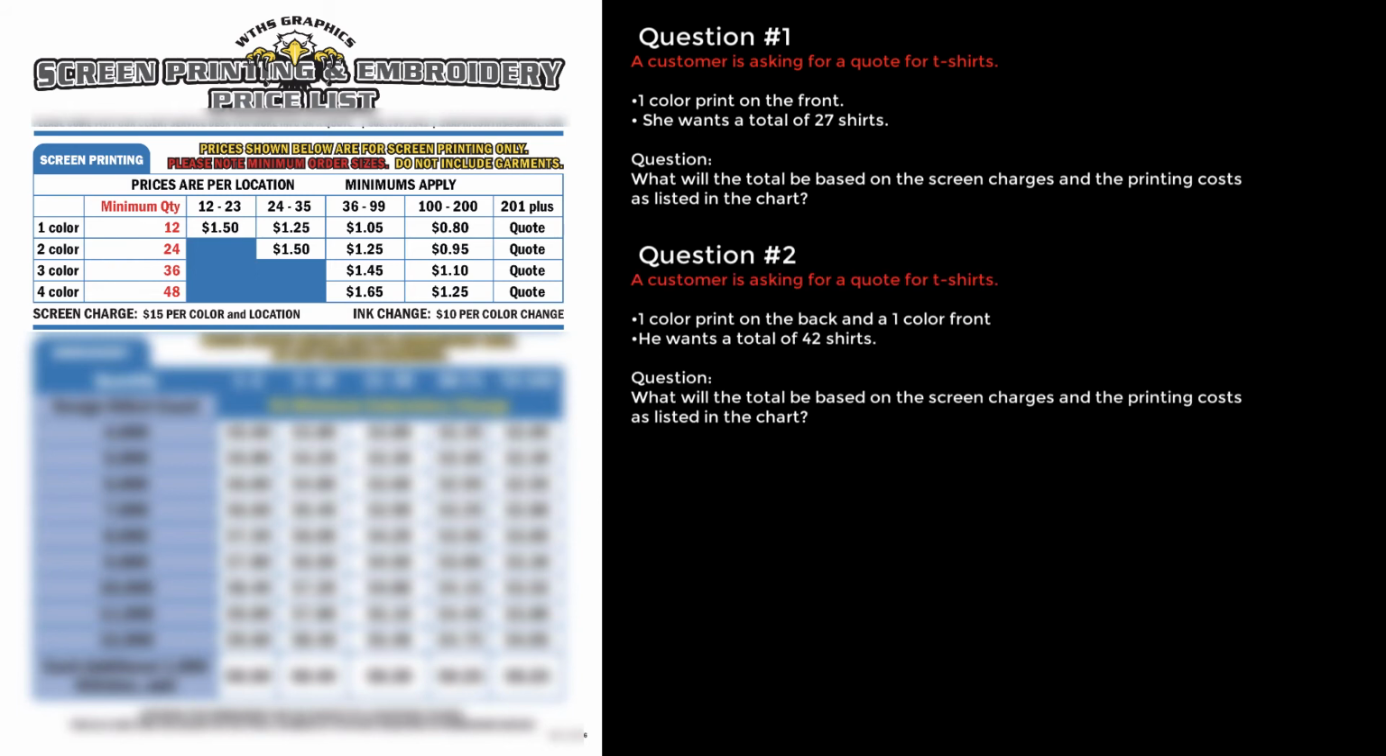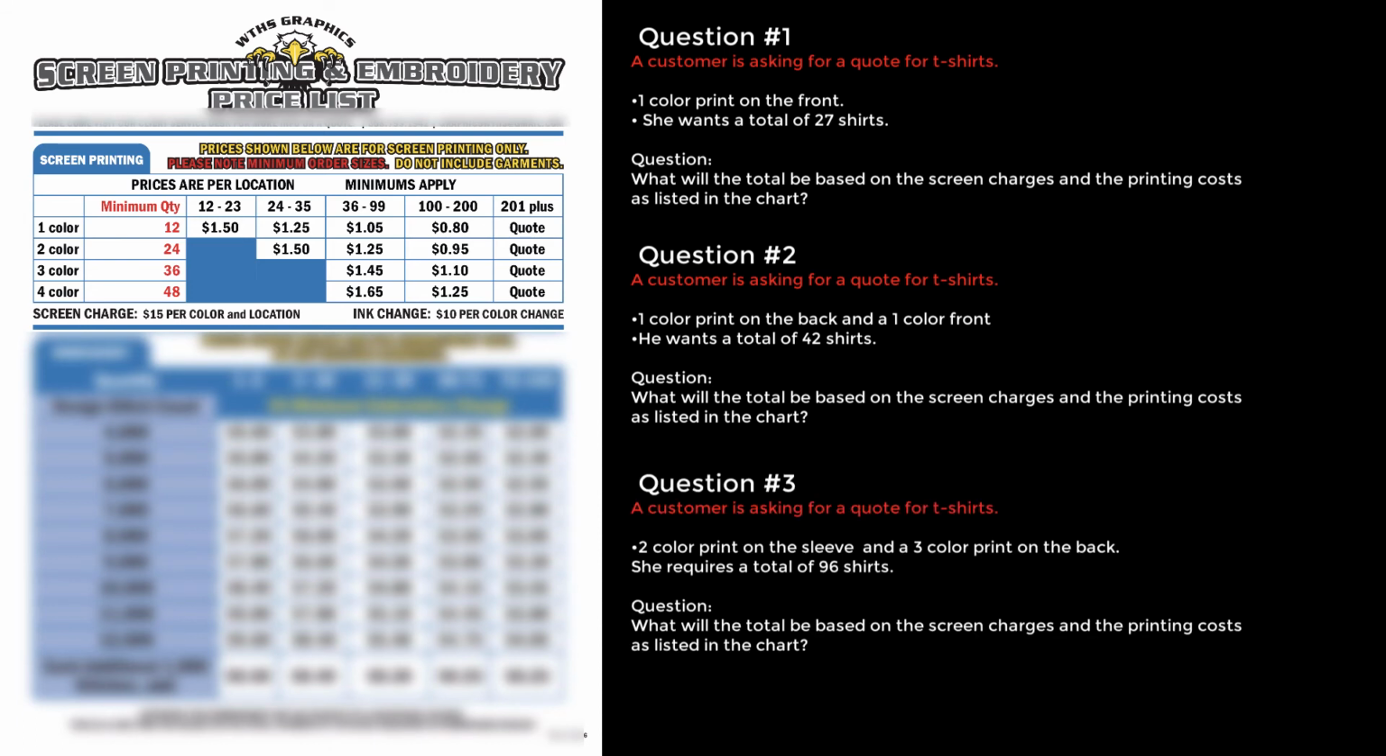The next one will be a 1-color back, a 1-color front, and 42 shirts. And the last one is going to be a 2-color sleeve, 3-color back, and how many shirts did I have on that one? I had 96 on that one.